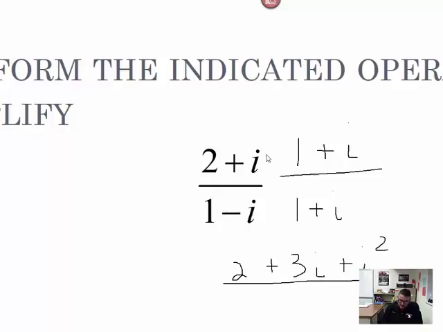In our denominator, we get 1 minus i times 1 plus i, so 1 times 1 is 1. The outer and inner cancel, and I get minus i squared, which is really plus 1, so 1 plus 1 is 2. And then I'm going to simplify it one step further. I'm going to take this 2, and this is a minus 1, so I get 1 plus 3i all over 2.